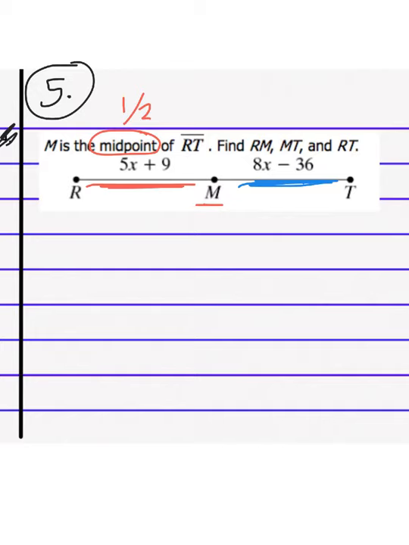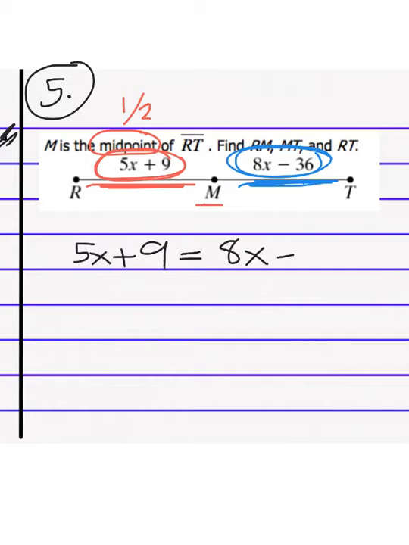They're equal. So what maybe could we do to solve it if they are equal? Yeah, you're going to set these two expressions, 5x plus 9 and 8x minus 36, you're going to set them equal to each other. So 5x plus 9 is equal to 8x minus 36. If you want to pause the video and just try, see how rusty your algebra skills are or how sharp they are, see if you can solve it for x.